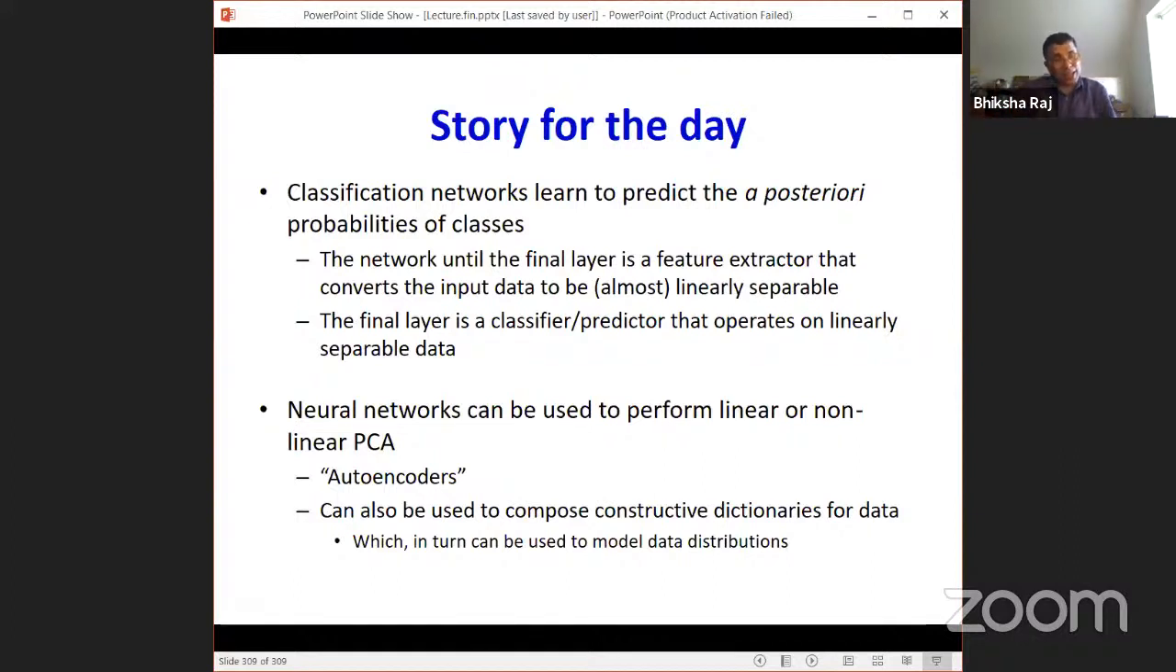The intermediate layers are feature detectors, which do two things. They A, learn the data manifold, and B, sort of straighten the data manifold as you go through the network. And so this naturally follows to this second point, which is that neural networks can be used to perform linear or nonlinear PCA using autoencoders, which could be used to compose a constructive dictionary for data, which in turn can be used to model data distributions. So I'll stop right here and I'll take questions.